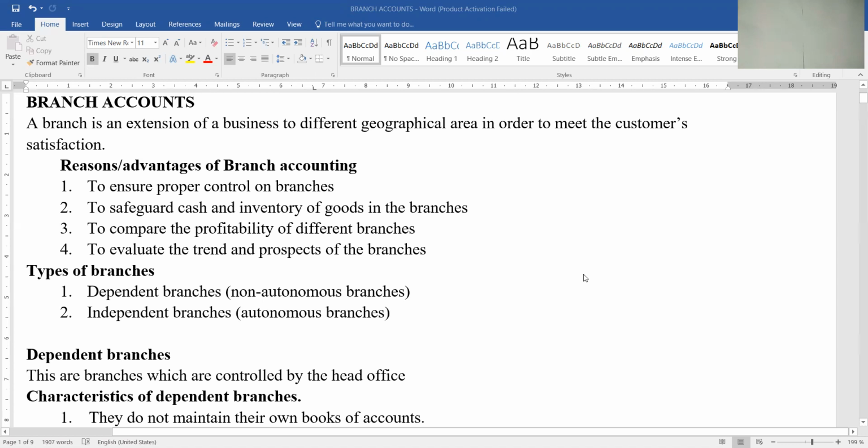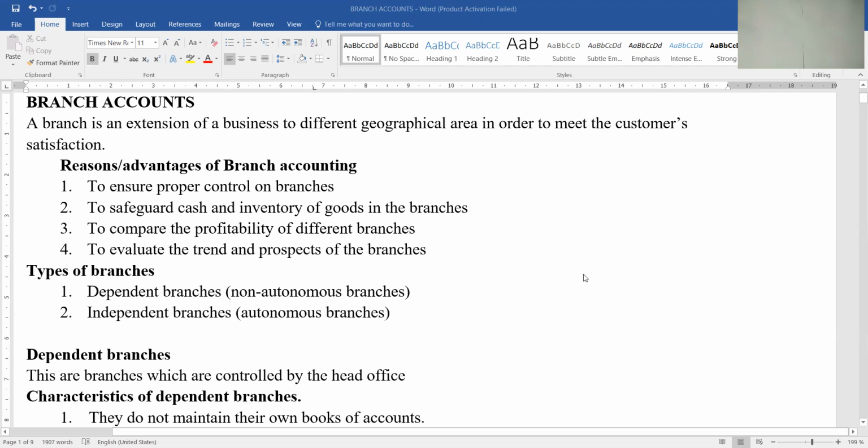Number 2, to safeguard cash and inventory of goods in the branches. That is a direct point. Number 3, to compare the profitability of different branches. If you have many branches, obviously you have to do the relevant accounting in order to compare their profitability. Number 4, to evaluate the trends and prospects of the branches. How are they performing? You have to do the relevant accounting, to be specific, branch accounting.